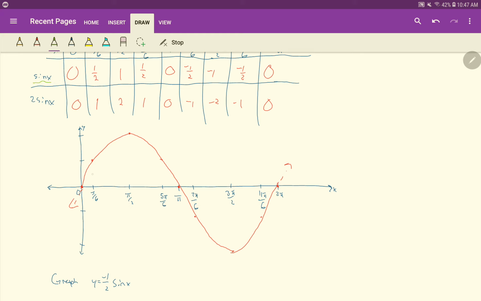So we'd be 1/2 at pi over 6, 1 at pi over 2, 1/2 at 5 pi over 6, 0 at pi, negative 1/2 at 7 pi over 6, negative 1 at 3 pi over 2, negative 1/2 at 11 pi over 6, and back to 0. So this is what the sine of x graph looks like in comparison.